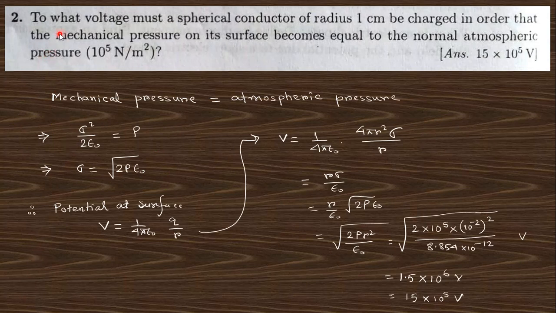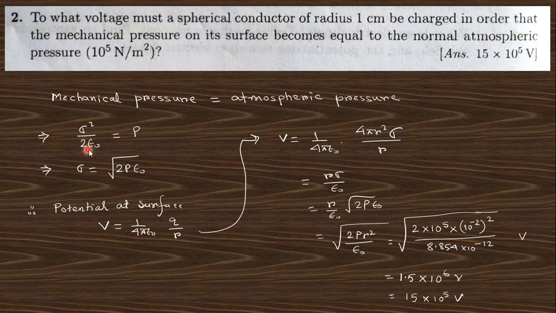Question number 2 says, to what voltage must a spherical conductor of radius 1 be charged in order that the mechanical pressure on its surface becomes equal to the normal atmospheric pressure? So this is the atmospheric pressure, and the mechanical pressure means the pressure due to the surface charge density. So the pressure due to the surface charge density is equal to the atmospheric pressure.